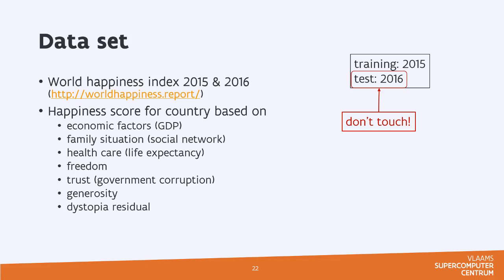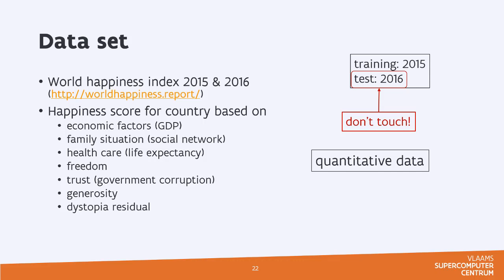So, what is it based on? The happiness score for a country is based on a number of indicators, of proxies. One of them is for economic factors, and they use the GDP for that. The family situation, that is a measure of your social network, the size of your social network. Healthcare, which is represented by life expectancy. Freedom, trust, so that means essentially government corruption. Generosity, which is giving to good causes. And there is a dystopia residual, which has a technical reason of existence.